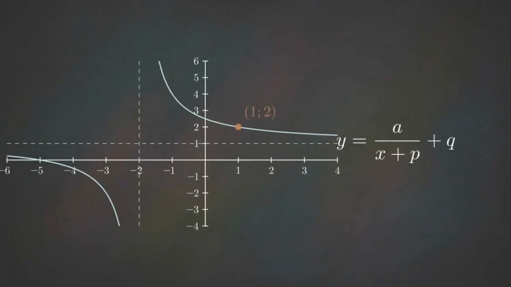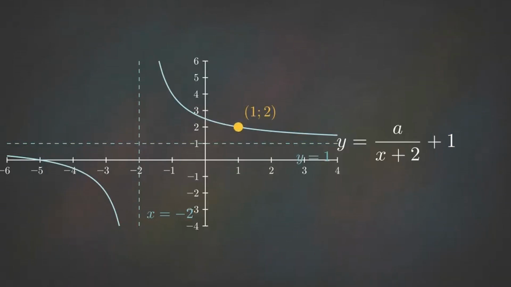We can also perform this process in reverse, building an equation using the location of the asymptotes and a single coordinate. We start by locking in the asymptotes to find our p and q values. The vertical asymptote is at x equals -2, meaning p is positive 2. The horizontal asymptote is at y equals positive 1, so q is 1. We plug those into our hyperbola formula.